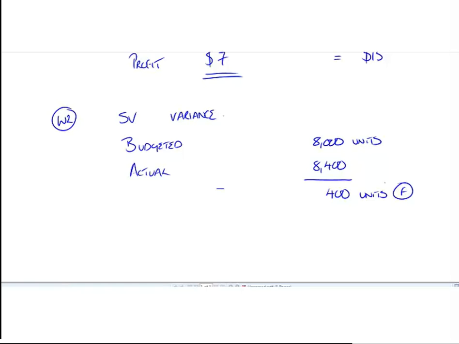What we now need to do is value that at our standard profit per unit. Okay, and we've seen earlier that our standard profit per unit is $7. So if we take our 400 units and multiply it by our $7 per unit, that would give us a sales volume variance of 2,800, which we said would be favourable. We've managed to sell more than what we expected.